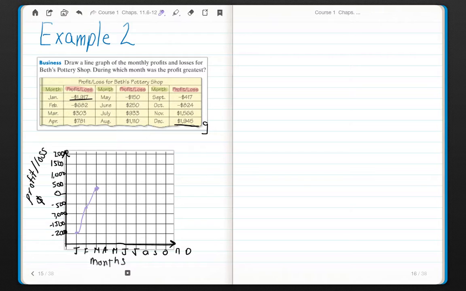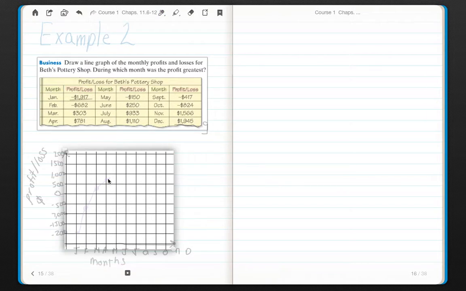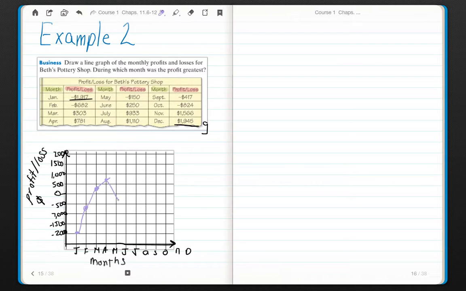Now, you want to make sure that your dots are big enough that you see them over your pencil marking. Okay, so you're going to connect the dots. April, $781 would be up here. And when you're finished, you're going to get something that looks kind of like that. Okay? So it's going to go above and below 0. Typically, anything above 0 is good. Anything below 0 is bad. And here's my 0. So this is a graph for a profit and loss.